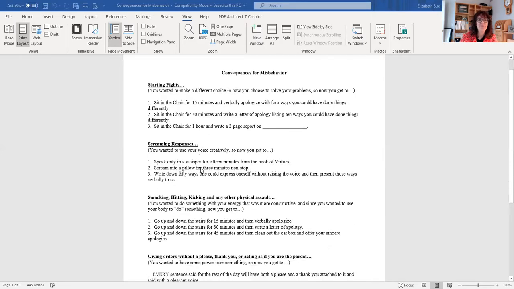Screaming responses. If I say, hey, can you come over here? And they start screaming at me, no! Okay, so you can speak only in a whisper for 15 minutes. You can scream into a pillow for 3 minutes nonstop. You can write down 50 ways one could express oneself without raising the voice, and then present those ways verbally to us. So these are things that were written down.